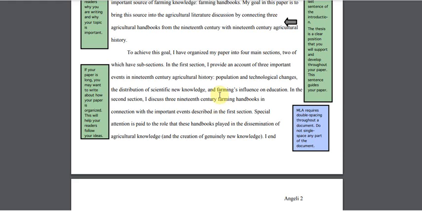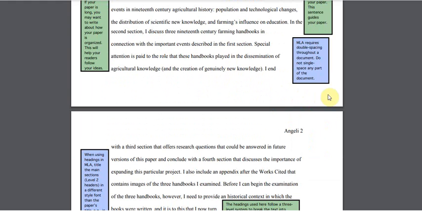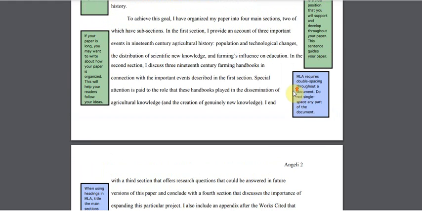MLA requires double spacing throughout a document. Do not single space any part of the document.